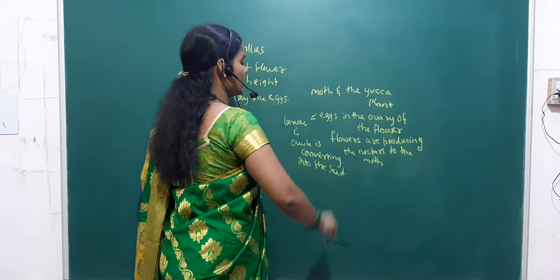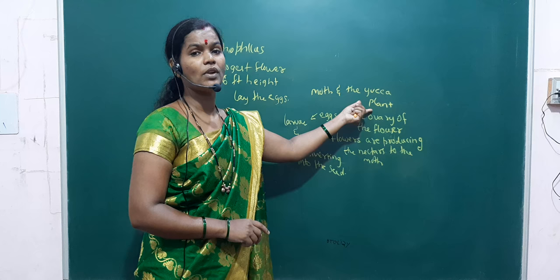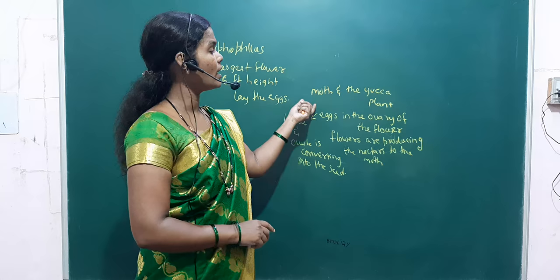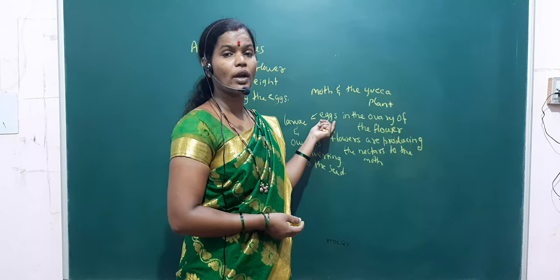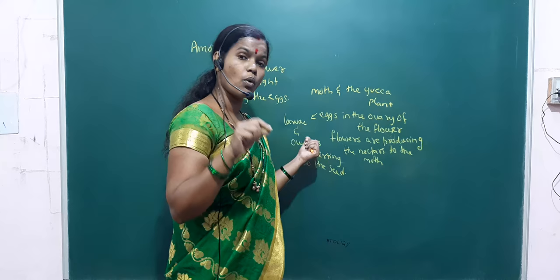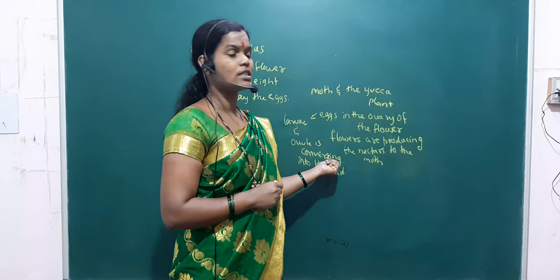So without this, that means both are dependent on each other. See, insect is depending on the flower and flower is depending on the insect. Insect, what it will do? It will lay the egg in the flower. What is the flower going to produce? It is going to produce nectar for the insects. And as the eggs are converted into larvae, it is going to fly from the ovary, and the ovule present in the ovary is converting into a seed.